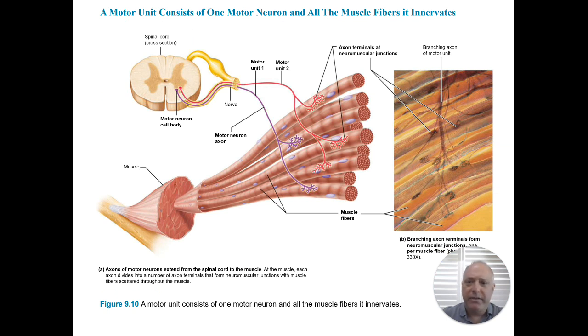Okay, the motor unit consists of one motor neuron and all the muscle fibers it innervates. So one motor neuron can innervate multiple muscle fibers. And recruitment is when you recruit more muscle fibers with that one motor unit.